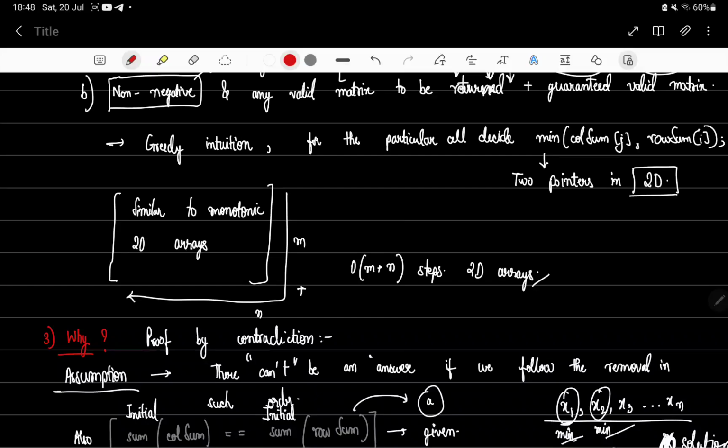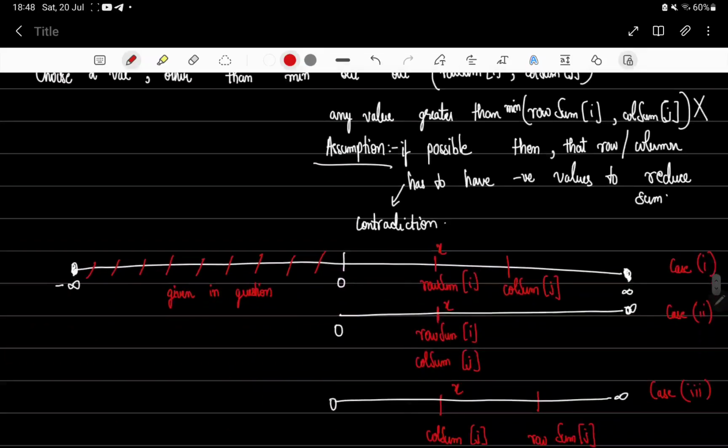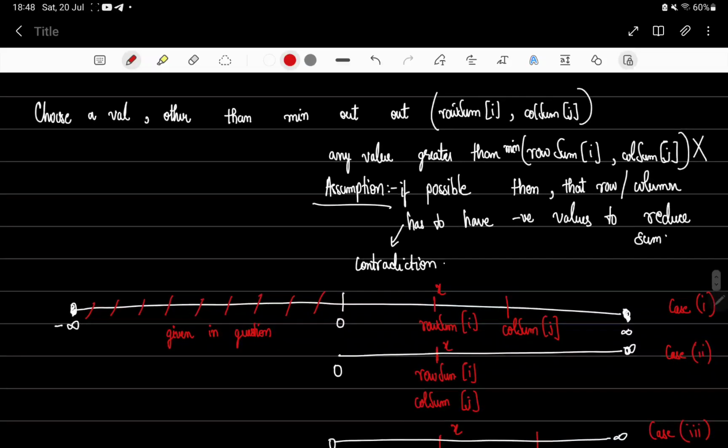So best possible scenario, we can take this example. Suppose I have a number line from minus infinity to infinity. I have a number line, I can choose any value. Now in the question it is given that it cannot be a negative, so all these values are out of question.